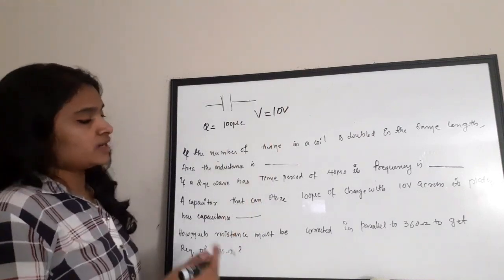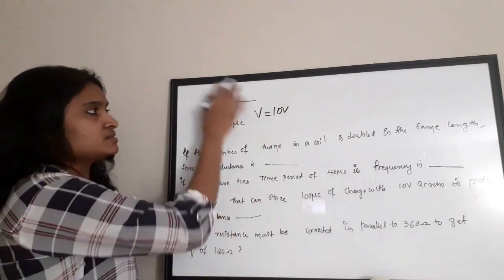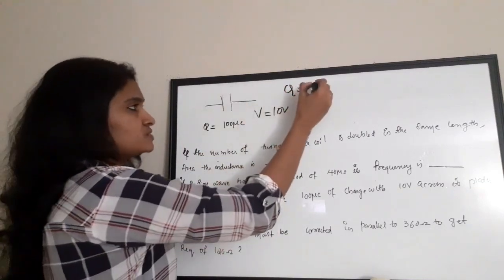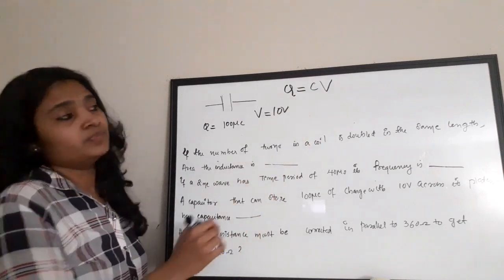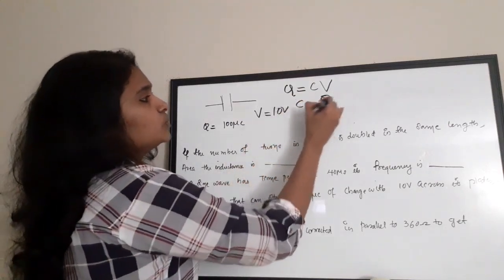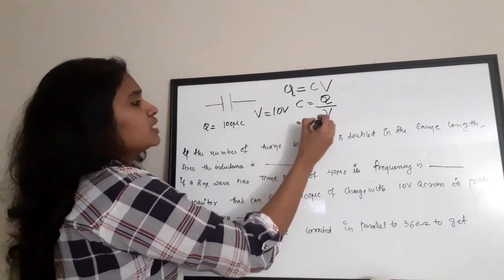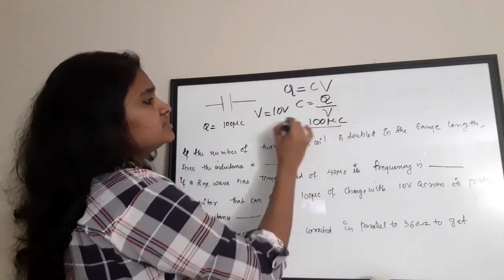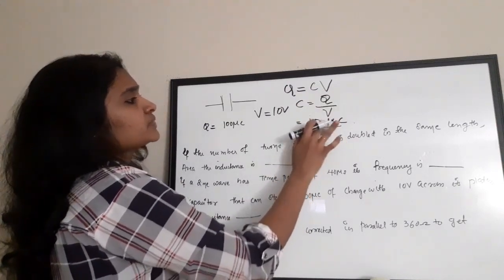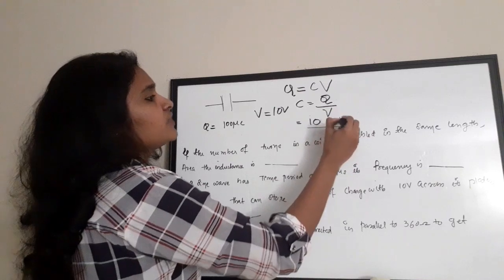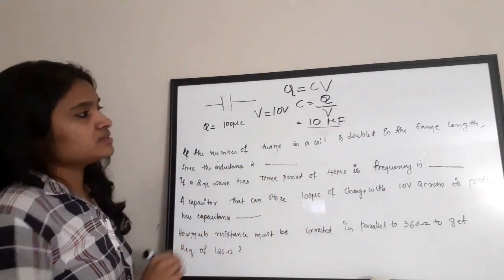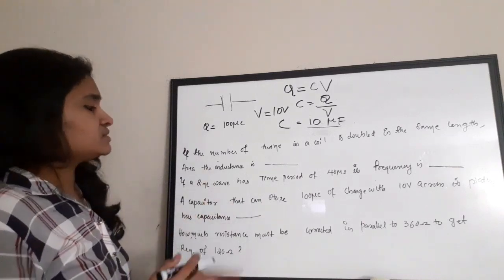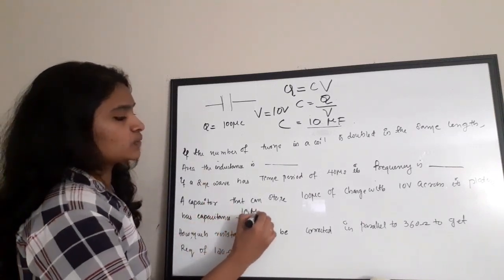Okay, so you need to find what is the capacitance. What is the capacitance value? So the equation is a very basic equation generally we use for capacitance. Q is equal to CV. From this, C is equal to Q by V, which is equal to 100 microcoulomb by V, which is 10. So you will get 10 microfarads. Okay. So the answer is C is equal to 10 microfarads. So the capacitance value is 10 microfarads.